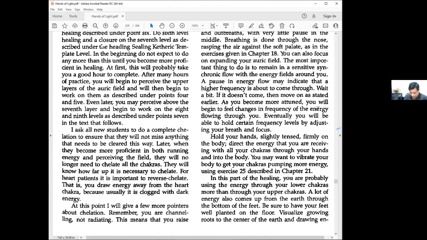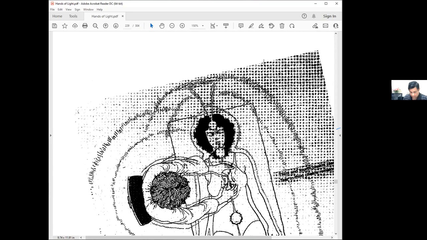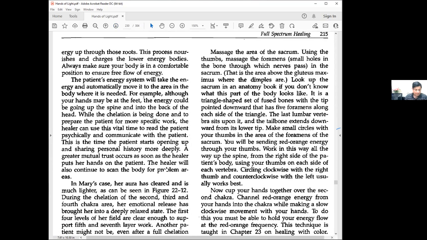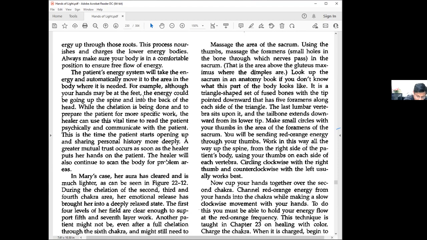21. In this part of the healing, you are probably using the energy through your lower chakras more than through your upper chakras. A lot of energy also comes up from the earth through the bottoms of the feet. Be sure to have your feet well planted on the floor. Visualize growing roots to the center of the earth and drawing energy up through those roots. This process nourishes and charges the lower energy bodies.